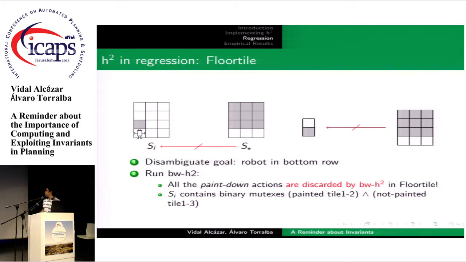You also discover some mutexes. For every pair of cells that are one above the other, you discover that you cannot have the one at the bottom painted if the one at the top is not painted. So basically, this allows you to detect all those dead ends and simplify the domain a lot.